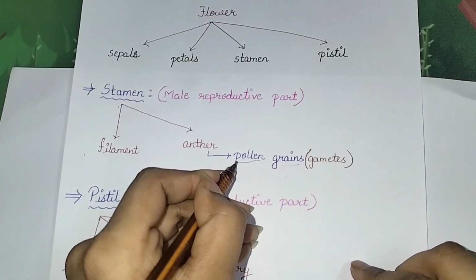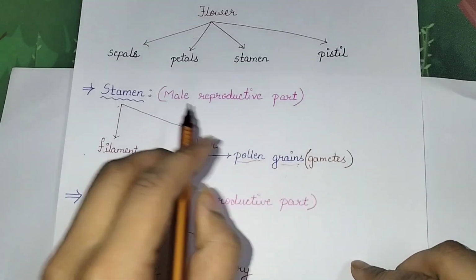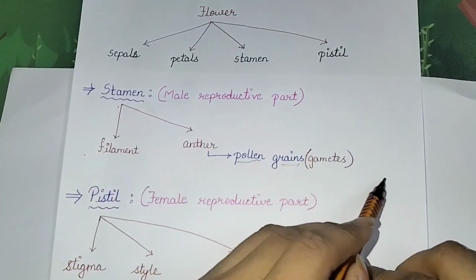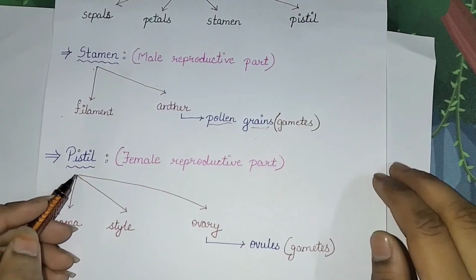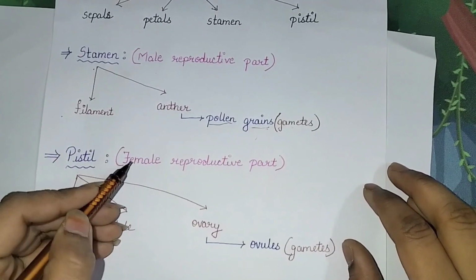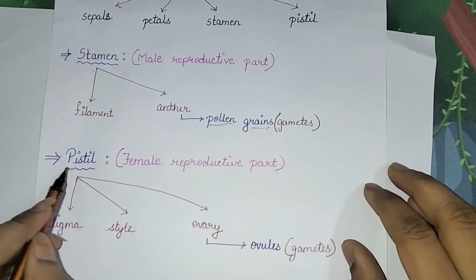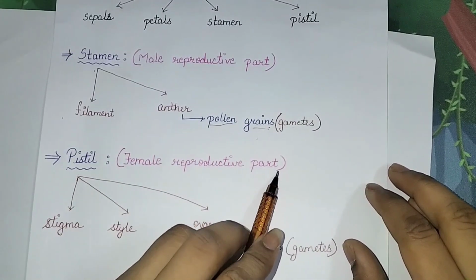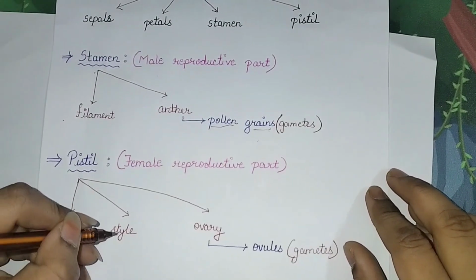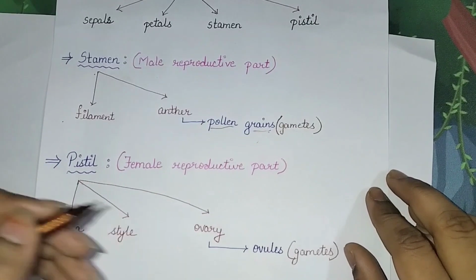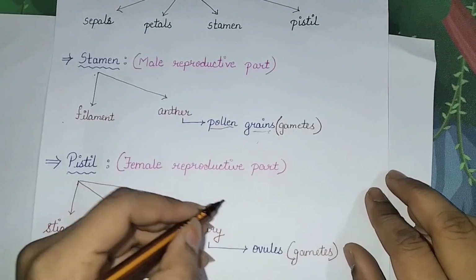So what do you mean by pollen grains? Pollen grains are the gametes. Which gametes? Male gametes. Male gametes are known as pollen grains. Now what is pistil? So pistil is the female reproductive part of a flower, which consists of three parts: stigma, style and ovary. So pistil consists of stigma, style and ovary.